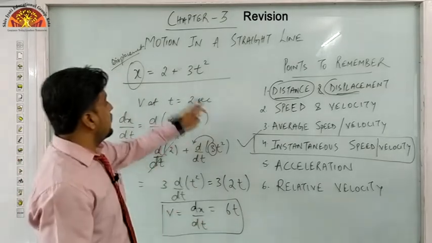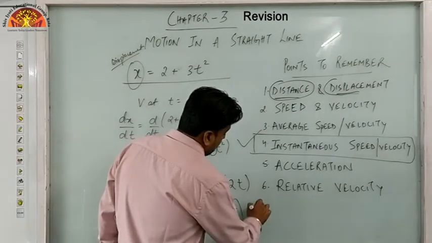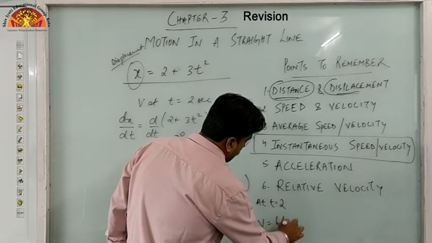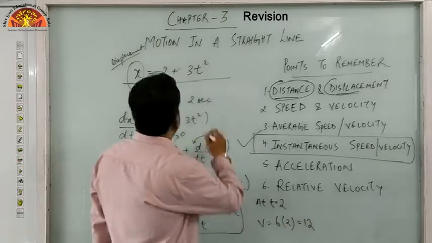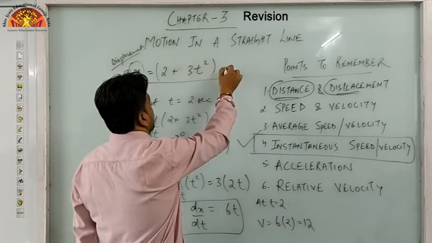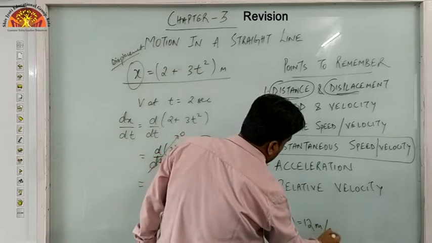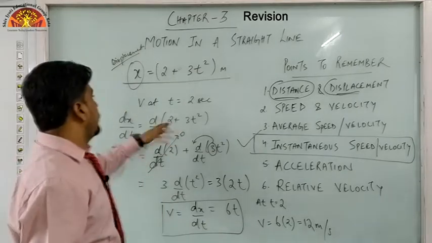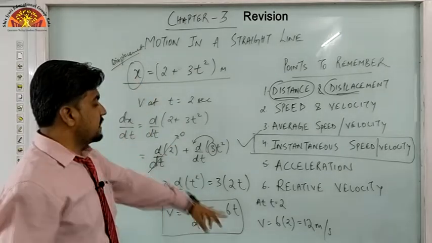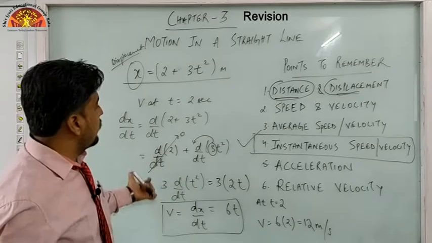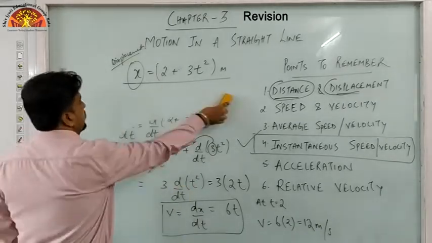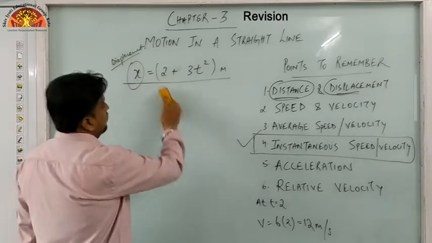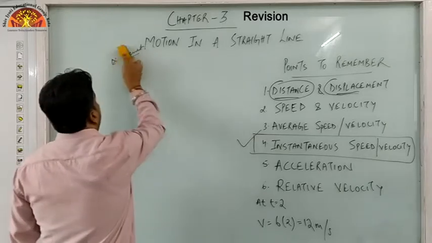Now we need to find it at t equals to 2 seconds. So what you need to do is, at t equals to 2, v equals to 6 into 2, which comes out to be 12. Let's say this displacement was in meters, so this would come out to be 12 meter per second. So this is how instantaneous velocity is found out. If in case we talk about this x as distance, then this would have been speed, okay. So this is how you calculate instantaneous velocity or speed when you are given that x depends on time with some function like this, okay.